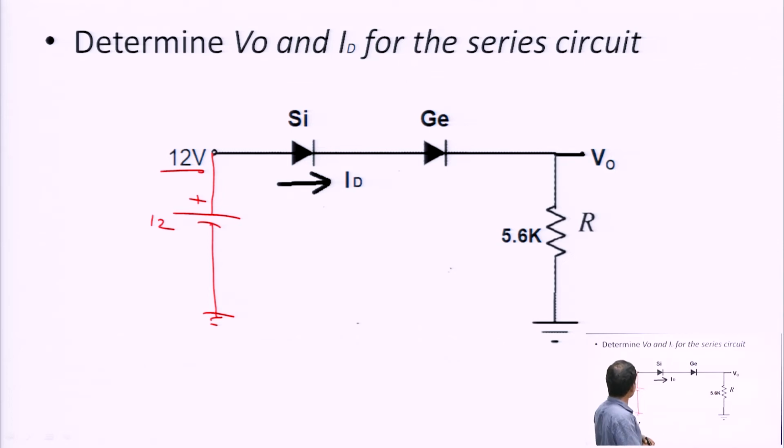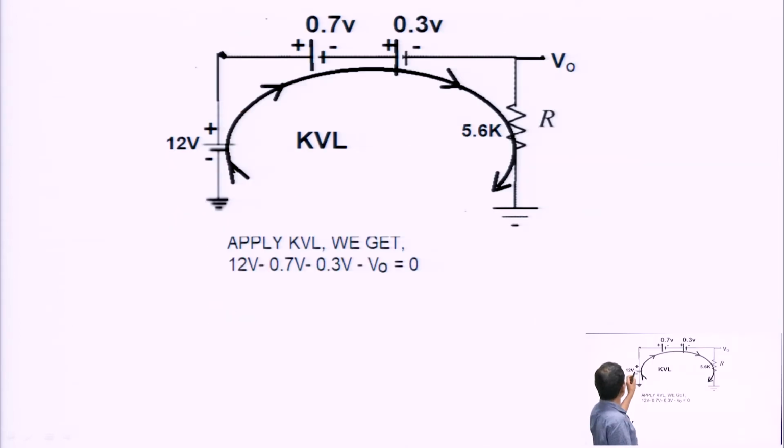Now, first of all, we should observe that both the diodes are in forward bias. Yes, both the diodes are in forward bias because 12 volt is sufficient. So, what will be the KVL here? You can see this is the KVL: 12 minus 0.7 minus 0.3 minus V naught equal to 0. So, what is the value of V naught? V naught is equal to 11 volt.